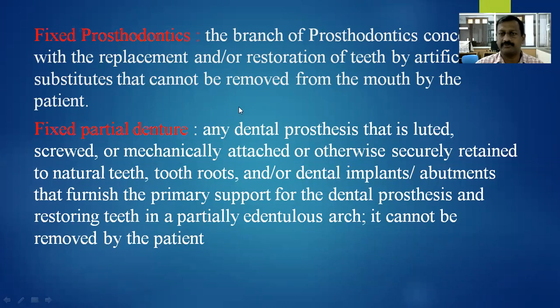It is a dental prosthesis that is luted, screwed, or mechanically attached, or otherwise securely retained to natural teeth or tooth roots. So it involves not only the replacement of a crown. Here we get support even from implants. So in any way, however we are going to replace a missing tooth or restore a tooth to function, that is fixed partial denture.